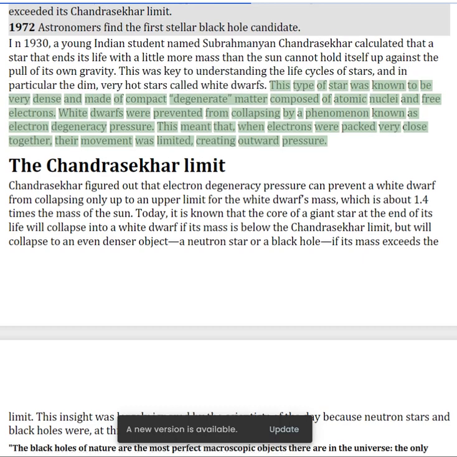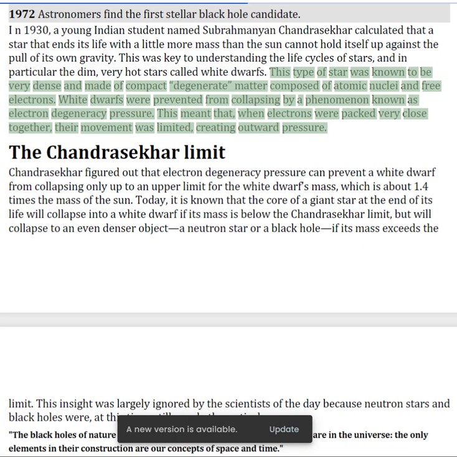This type of star was known to be very dense and made of compact, degenerate matter composed of atomic nuclei and free electrons. White dwarfs were prevented from collapsing by a phenomenon known as electron degeneracy pressure. This meant that, when electrons were packed very close together, their movement was limited, creating outward pressure.